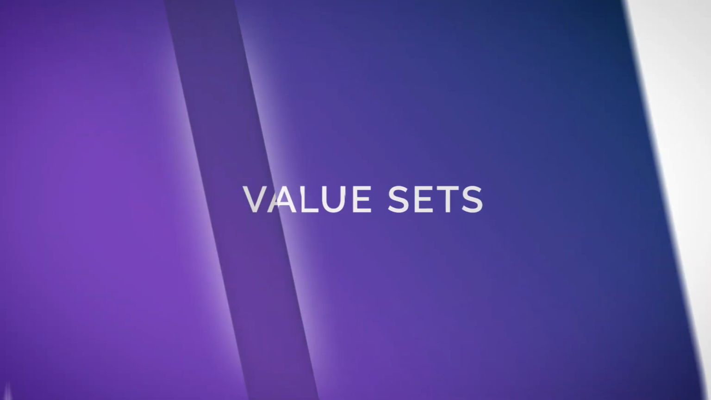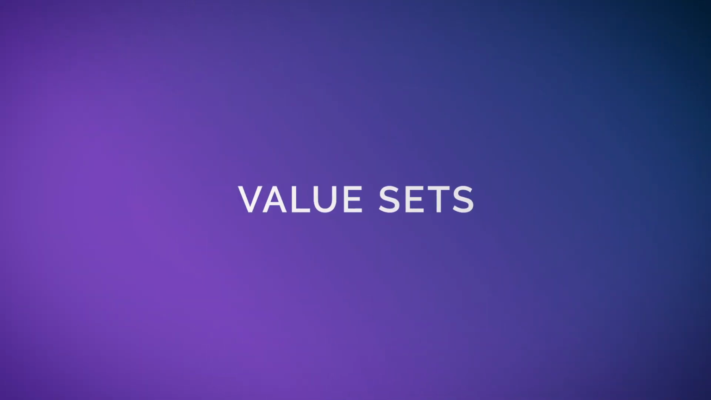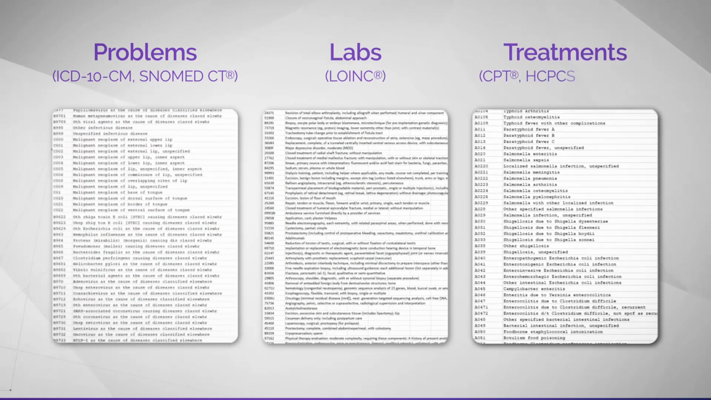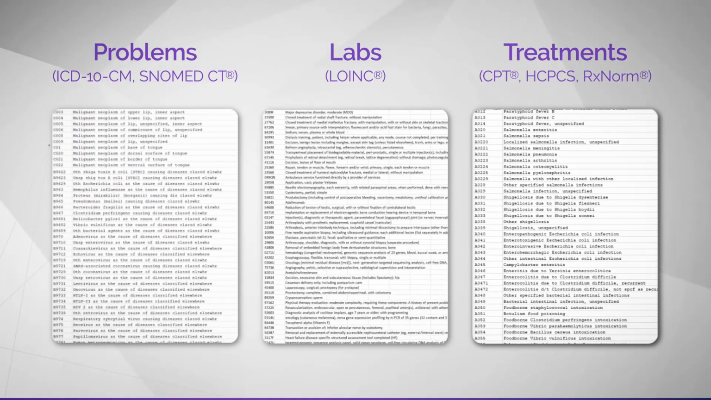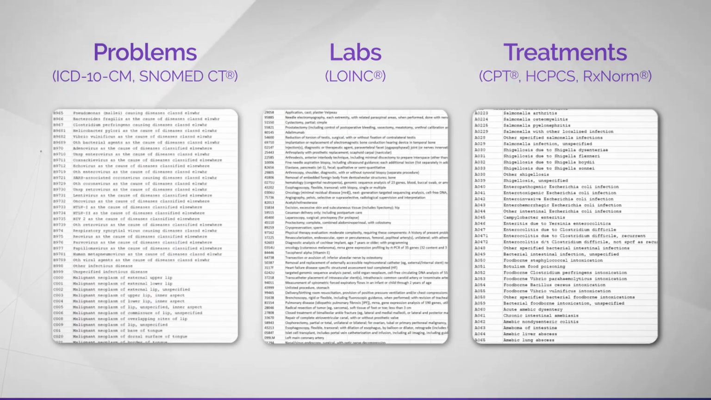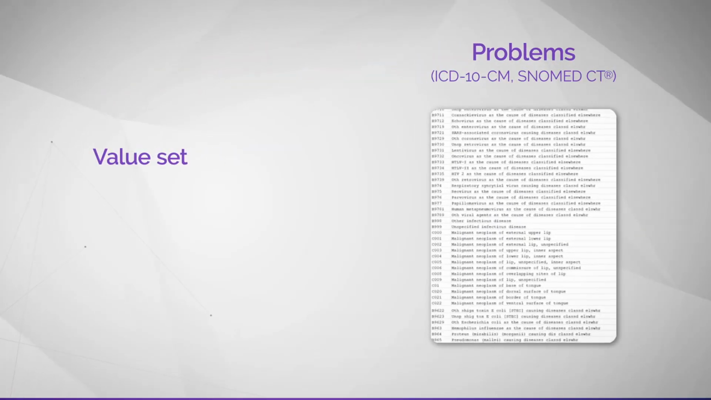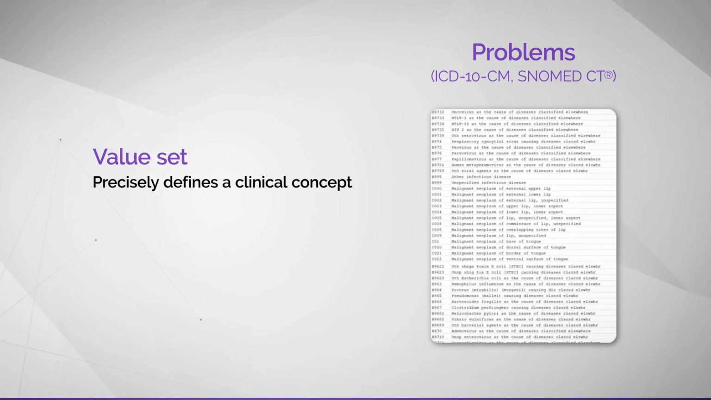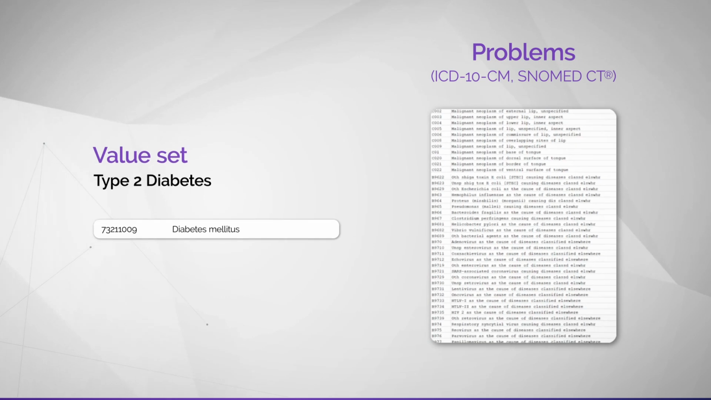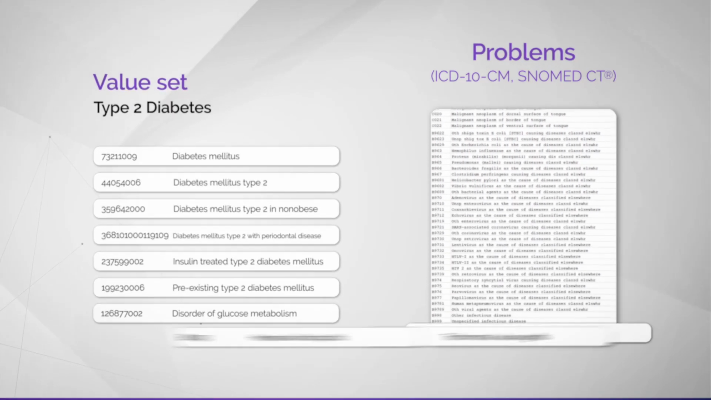using value sets. In this context, value sets are collections of patient problems, labs, or treatments, along with their corresponding billing and reference codes. By grouping together nuanced codes and terms, a value set precisely defines a clinical concept, like those with type 2 diabetes. But creating and maintaining a reliable value set is easier said than done.